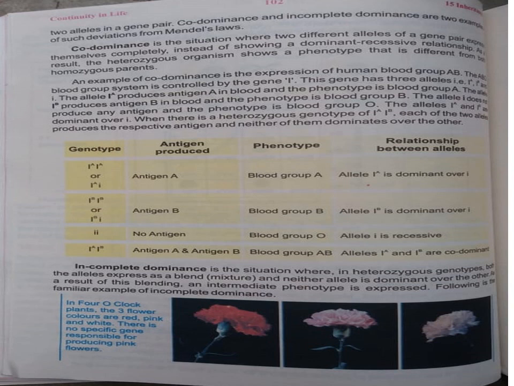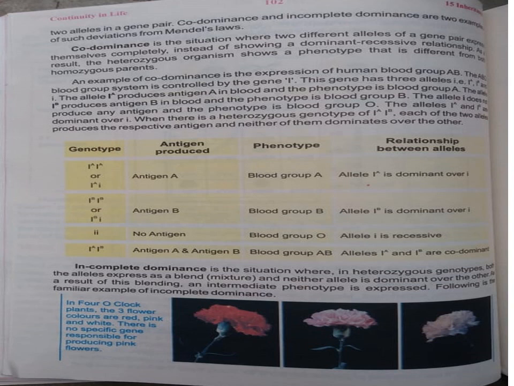The alleles IA and IB are dominant over small i. When there is a heterozygous genotype of IA-IB, each of the two alleles produces the respective antigen and neither of them dominates over the other. So here is a table in which genotype, antigen produced, phenotype and relationship between alleles has been shown.